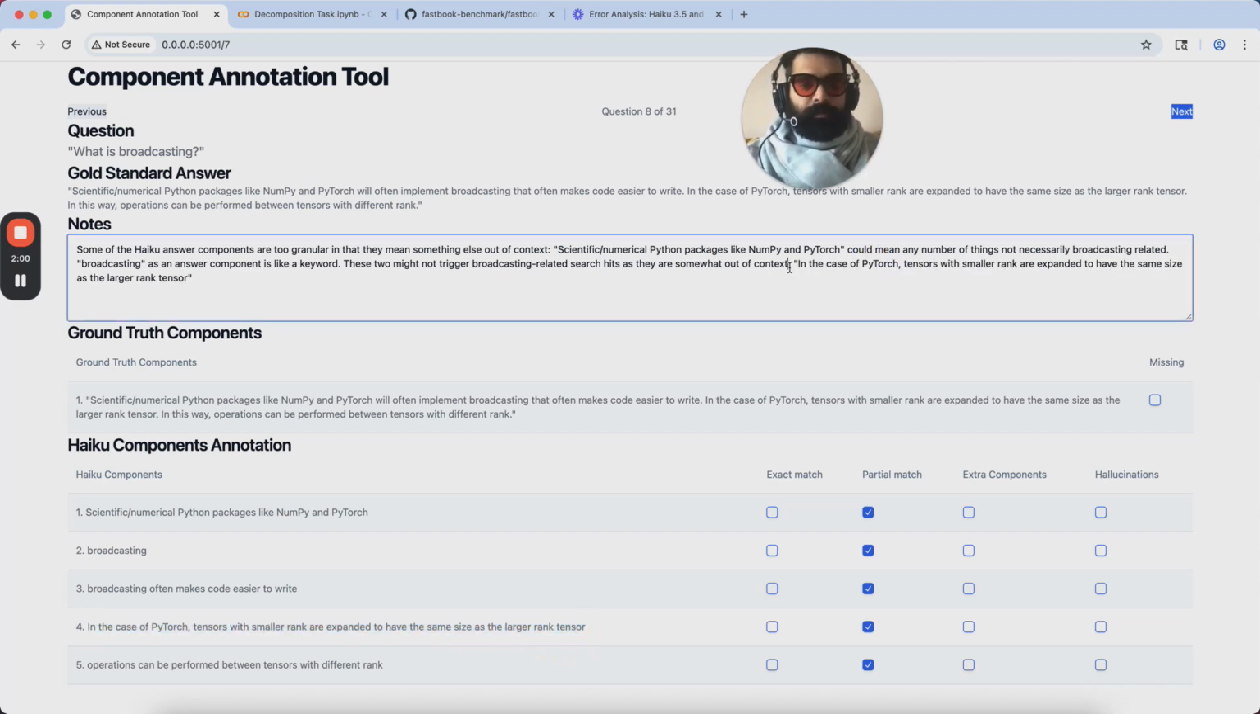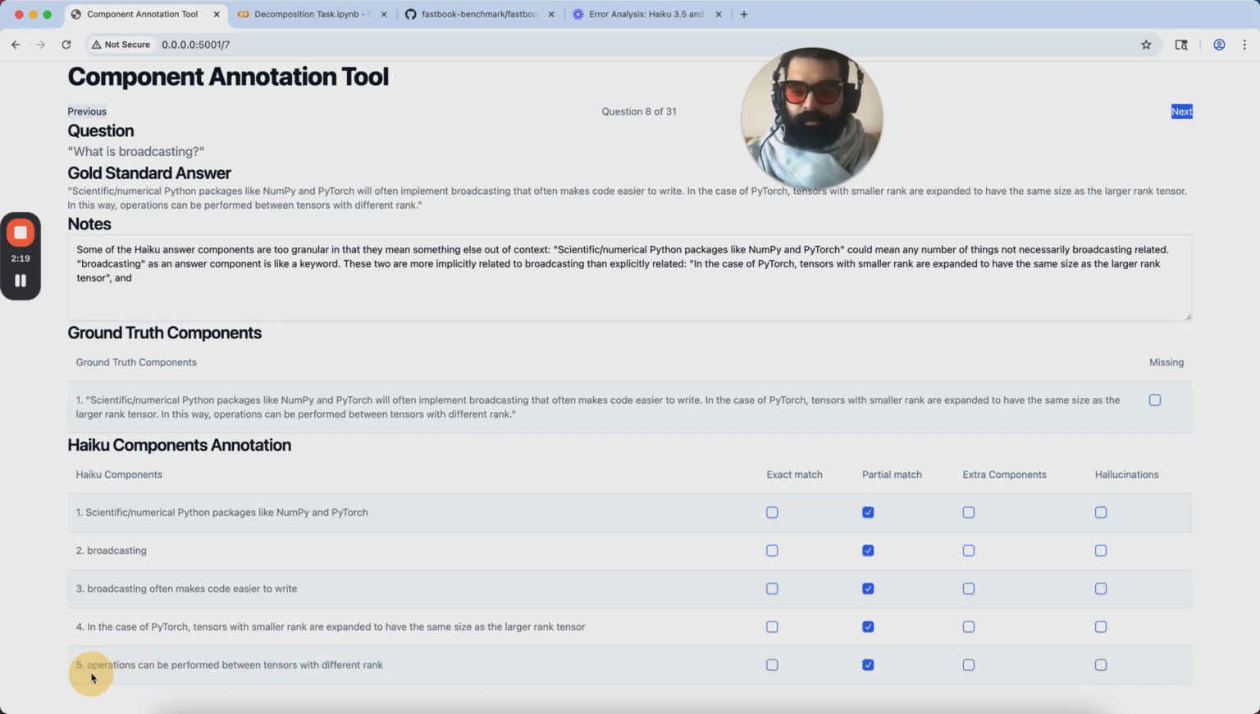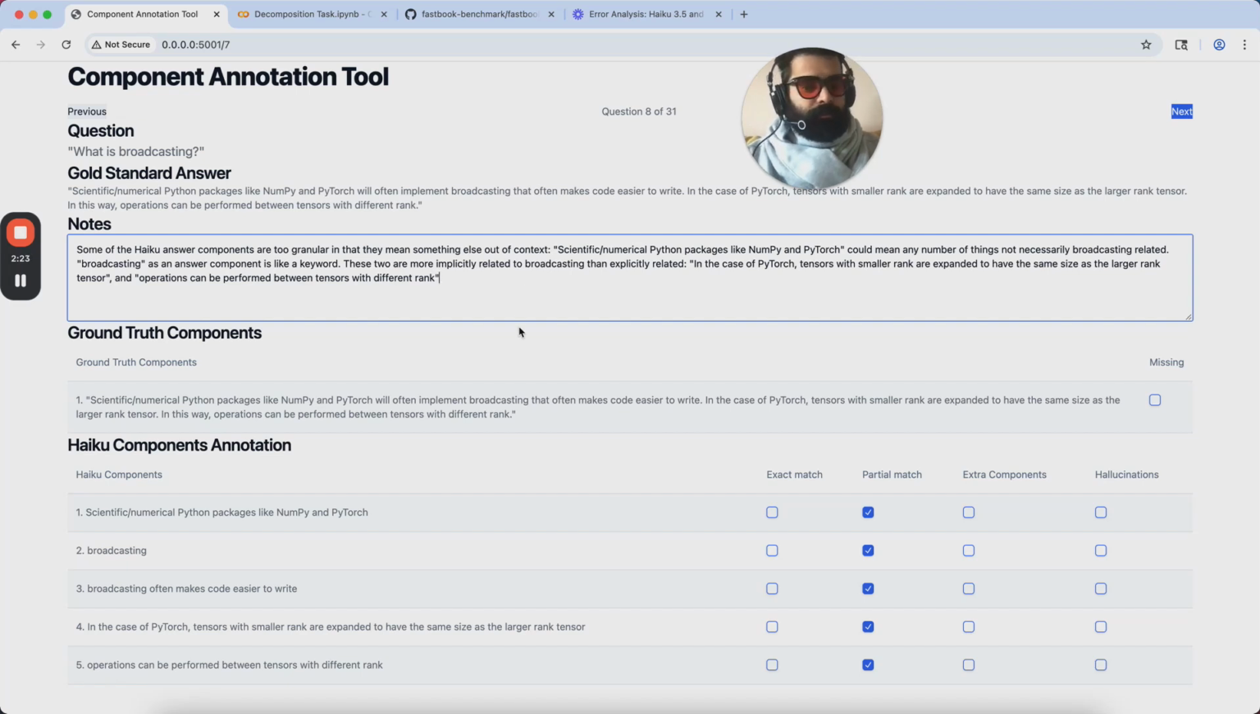Yeah, I don't want to say they might not hit. I'll say these two are more implicitly related to broadcasting than explicitly related. So that and that, which might be enough, right? Maybe that's enough to find an answer.